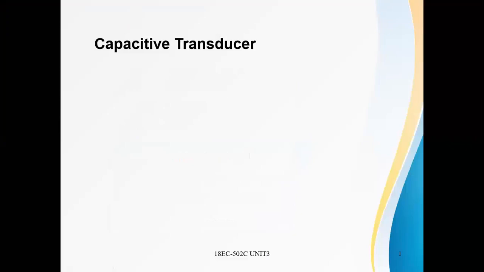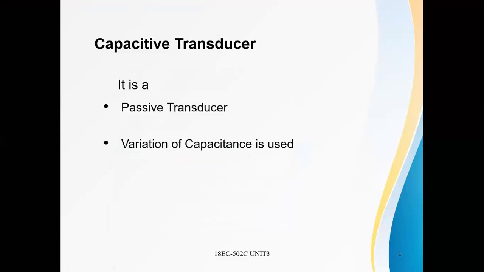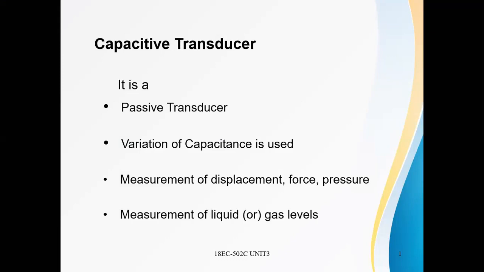Next is the capacitive transducer. What is a capacitive transducer? It is a type of passive transducer. But in this, the variation of the capacitance is measured, depending on the displacement. These capacitive transducers are generally used for measurement of displacement, force, and pressure, and for measurement of liquid as well as gas levels also.